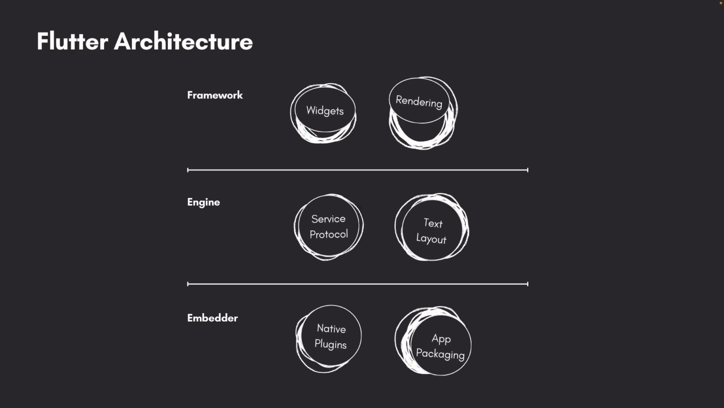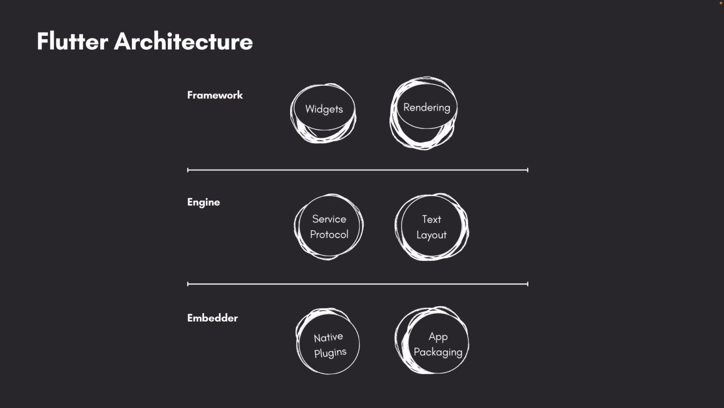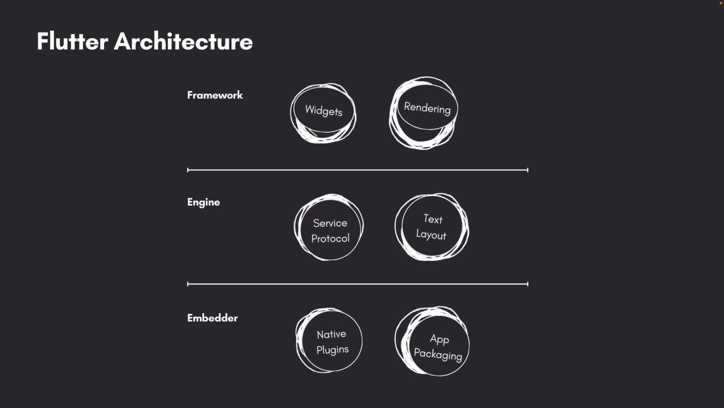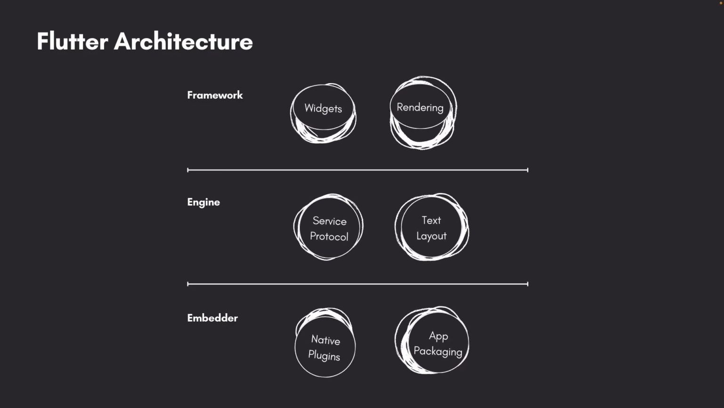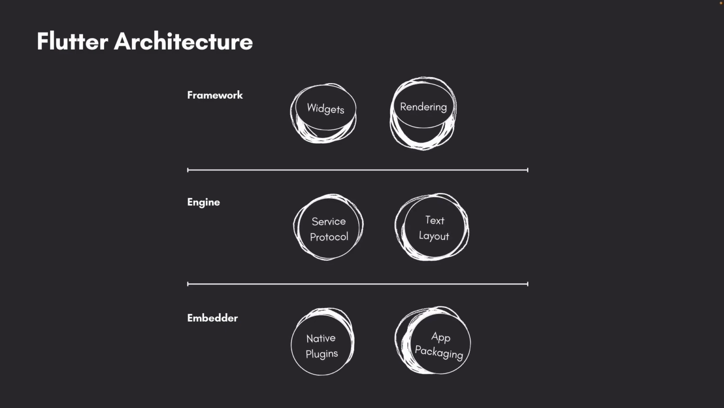Now let's move on to the engine layer. The basic function of the engine layer is that it manages inputs, outputs, network requests, and the translation of rendering frames. This implementation is done in C++, and it uses Skia for rendering.